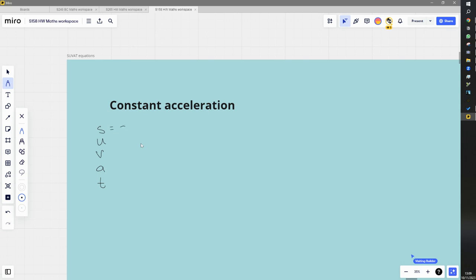Now, s is the displacement. Okay, and u is the initial velocity. v is the final velocity. And a is the acceleration. And then t is the time.